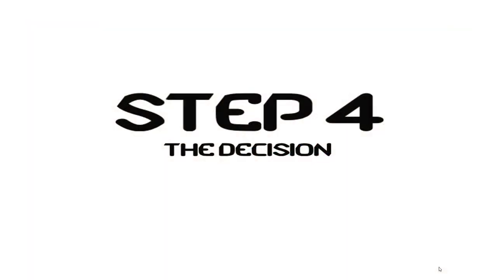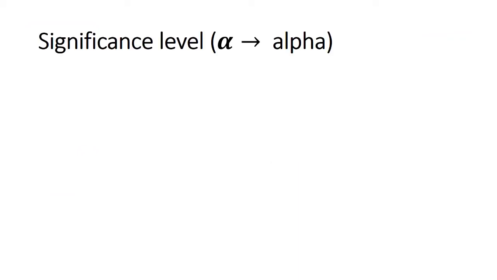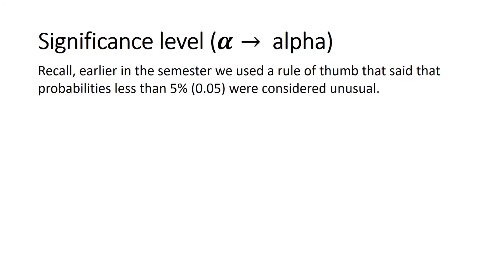Here's some promised clarity with the step 4, our decision. So there's one thing we haven't really discussed in the problem thus far, and that's something called a significance level. Its symbol is alpha. This is a Greek letter. It's a little a in the Greek alphabet called alpha. So you can hear it referred to as significance level, or sometimes people just write this symbol, or sometimes they say the word alpha. They're all the same.